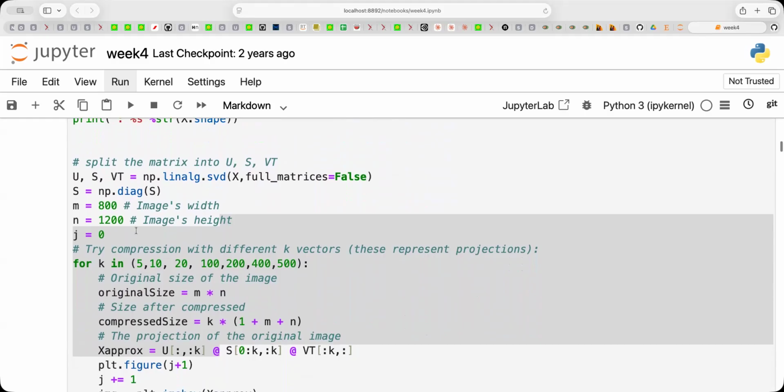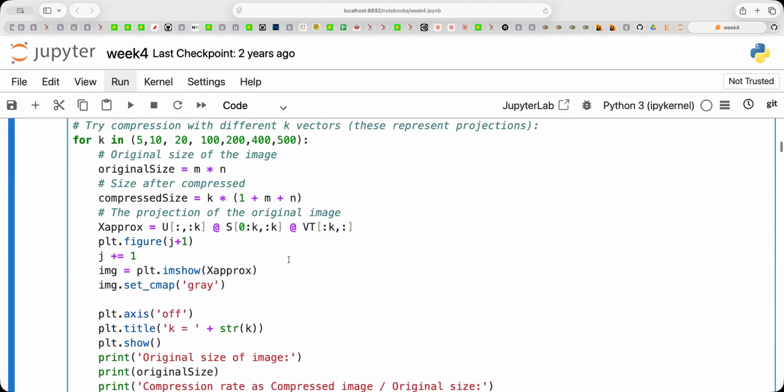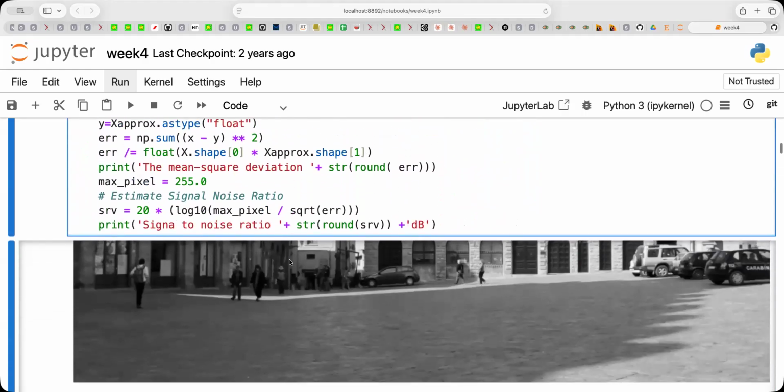values. So this is the original image which I have. And then I'm compressing it down to 5 by 5, 10 by 10, 20 by 20, 100 by 100, and up to 500 times 500. So what I'm doing here is simply compressing the image. I'm not going into these details.